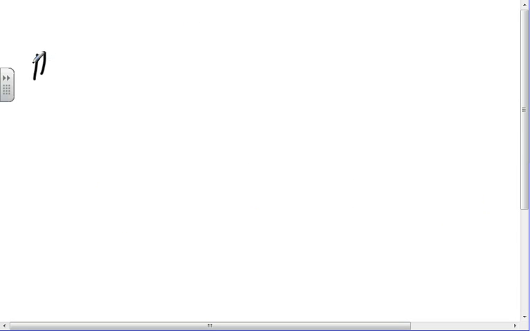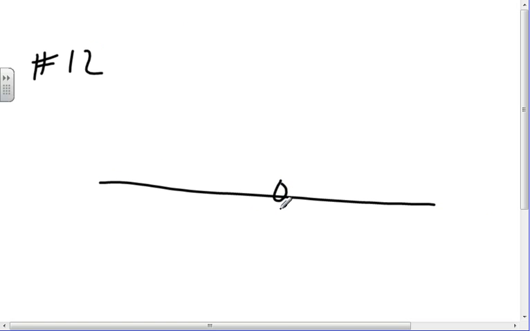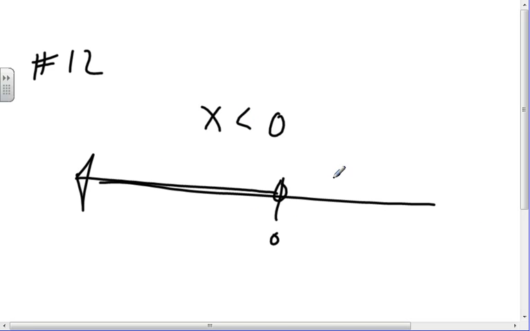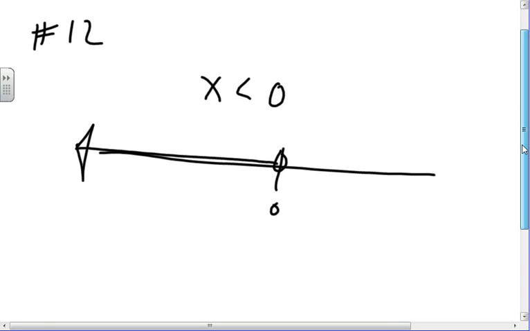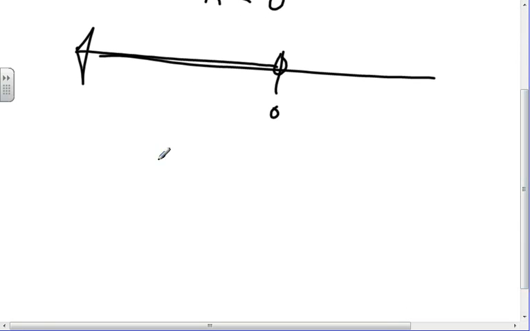So we have number 12. We have a circle there at 0, and then we have a line going that way. And we have to write down what it means. All right, so x is less than 0. Very good. I like that. Okay. Is that clear enough? We'll do 16 next.